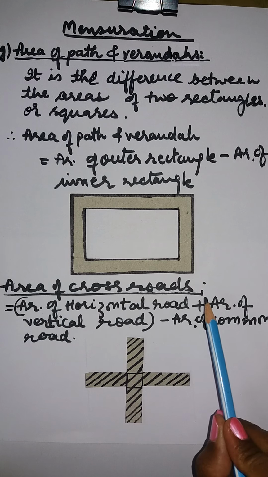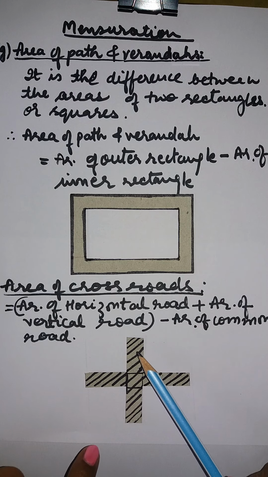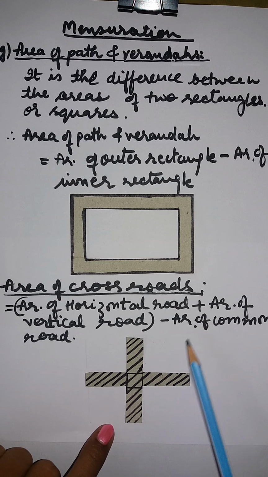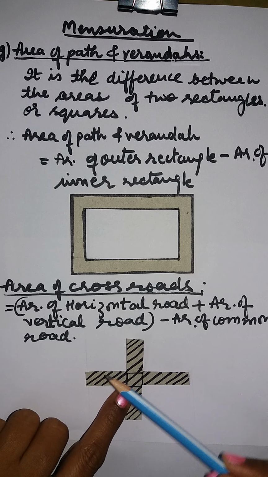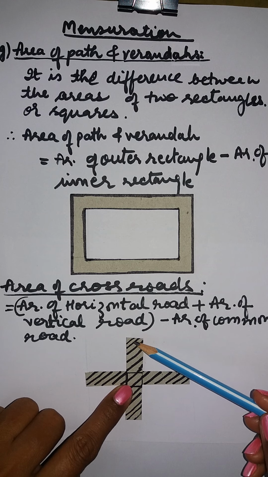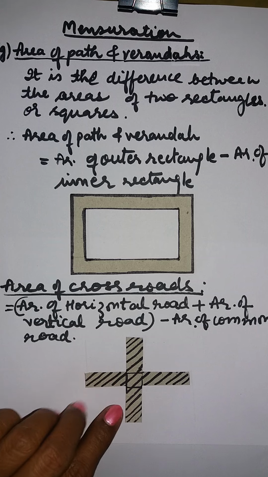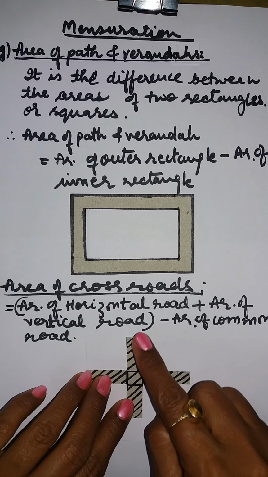Area of crossroads. The area of the horizontal road we first find out, and then we take the area of the vertical road, and then we subtract the area of the common road. This is the common road which is counted in the horizontal road and in the vertical road as well. So it has been counted twice when we found the area of the horizontal and vertical roads.